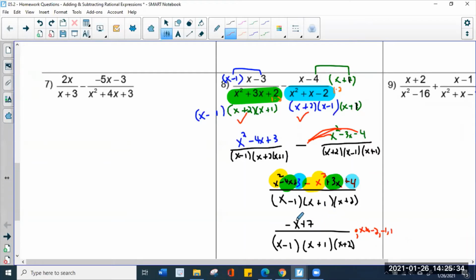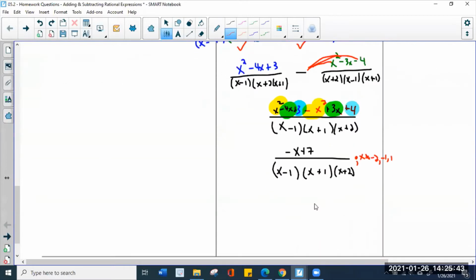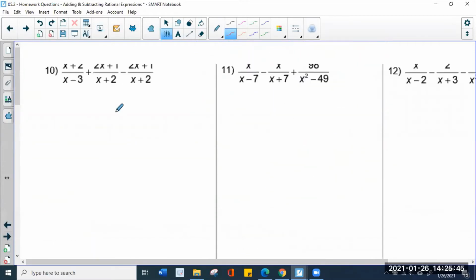And that's the answer. So what happens as we keep going? Nothing really changes. There's no keep, change, flip here until you do a problem that has combined operations, which we'll look at in a minute. So on the back, just more of the same. What do you do when there are 3 denominators?